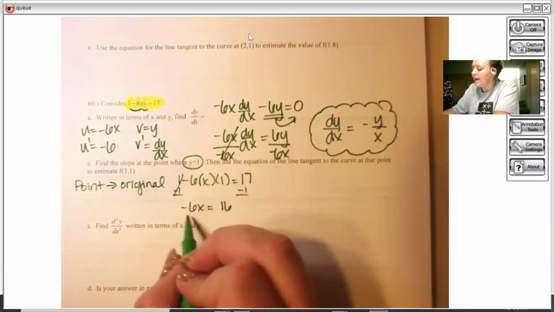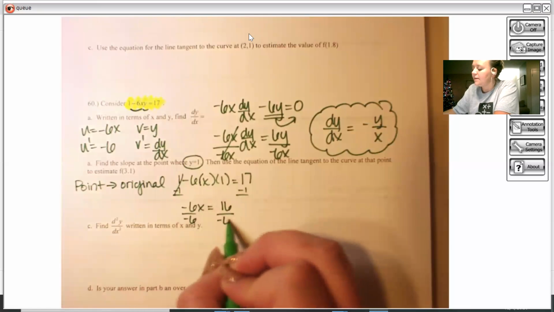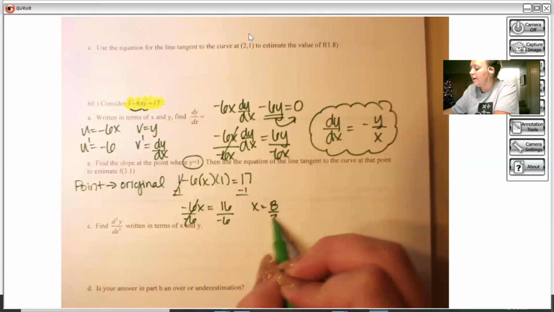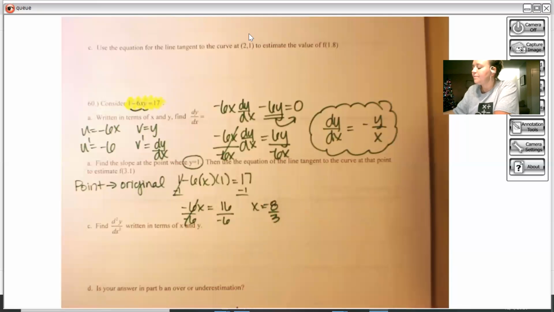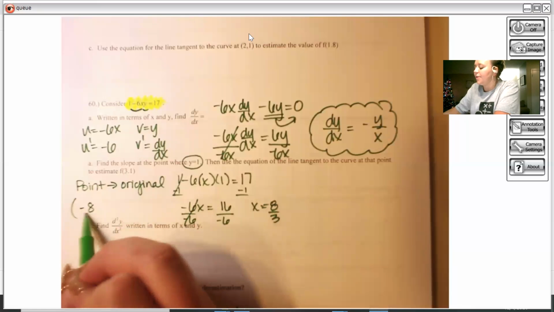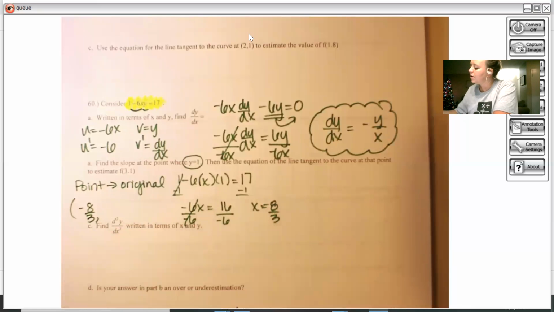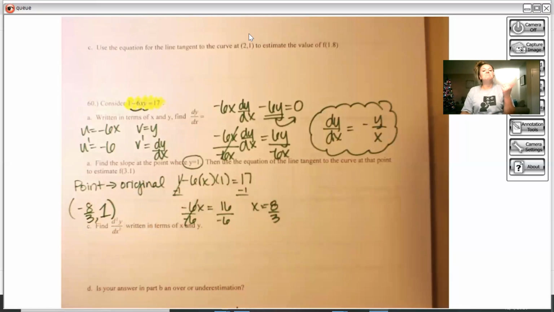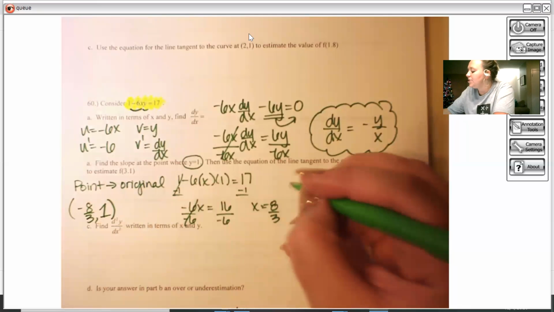And then divide by negative 6 on both sides. And I know that x is going to be negative 8/3. So my ordered pair is negative 8/3, comma 1. So I have the x, I have the y. That's really all that I needed at this point for me to go back and find the slope at my point.